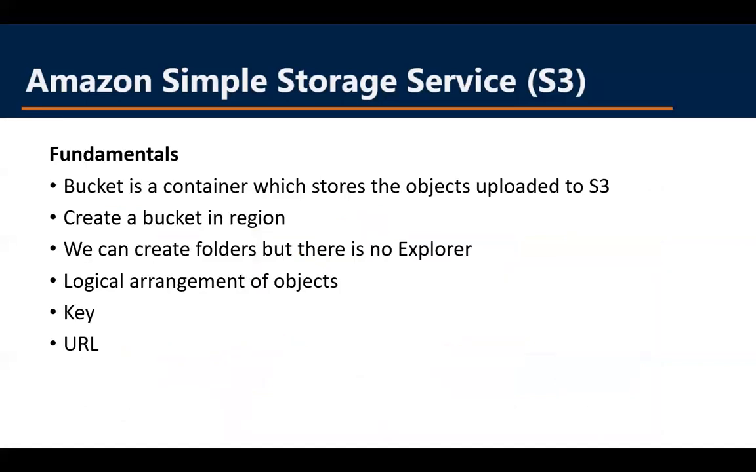So let's move on to the fundamentals. When we talk about buckets, in S3 we have buckets. It is a container which stores the objects, whatever we are uploading to S3. We can create a bucket in any of the regions. A bucket is basically like creating folders, but there is no explorer where we can explore folders and subfolders like that. It's just a logical arrangement of the objects basically. We will talk about the key while doing the hands-on. I will show you what the key is and what the URL is that is used to access the content of the S3 bucket.